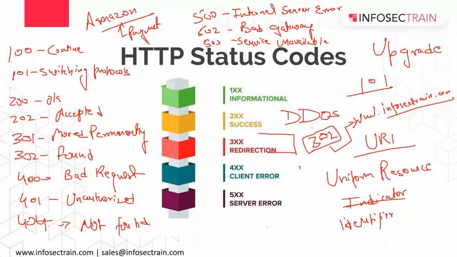503 means service unavailable, that your server is not able to handle your request, right? Whatever request you have sent, the server is unavailable. It does not have resources with which it can fulfill your request.